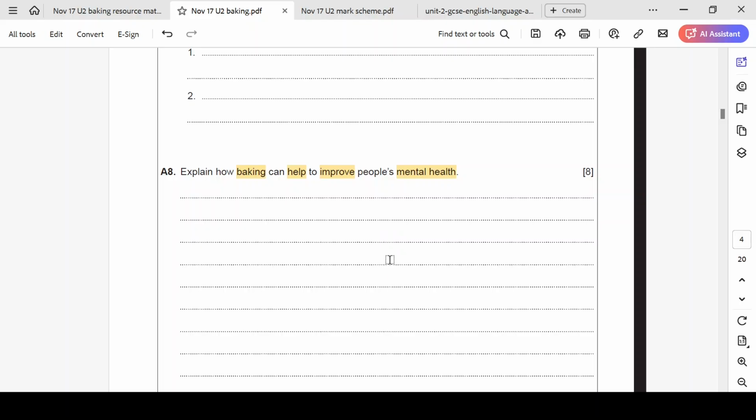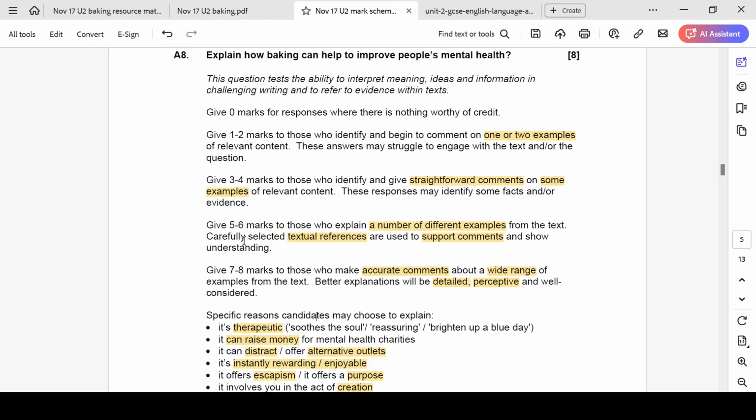It's the quality of what you write rather than the quantity. If you're only going to give 1 point, then you're really only going to get a couple of marks, aren't you? If we have a look at the mark scheme and we look at the mark for the lowest level of answer, apart from a 0, it says 1 to 2 marks, again out of 8, for those who identify and begin to comment on 1 or 2 examples.